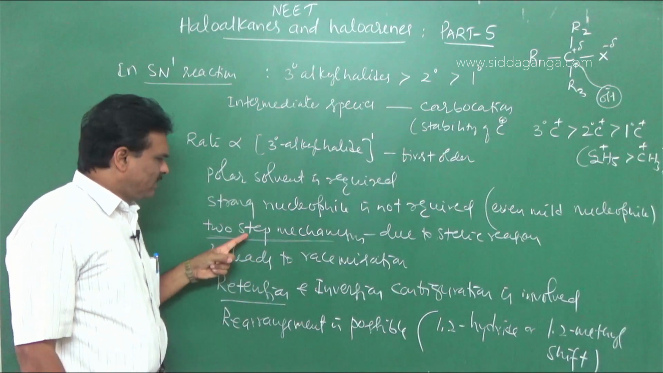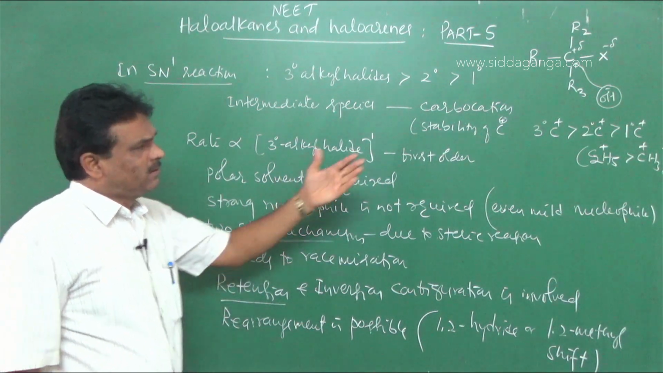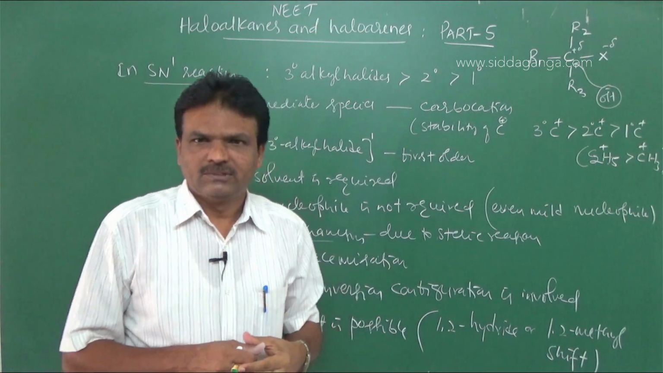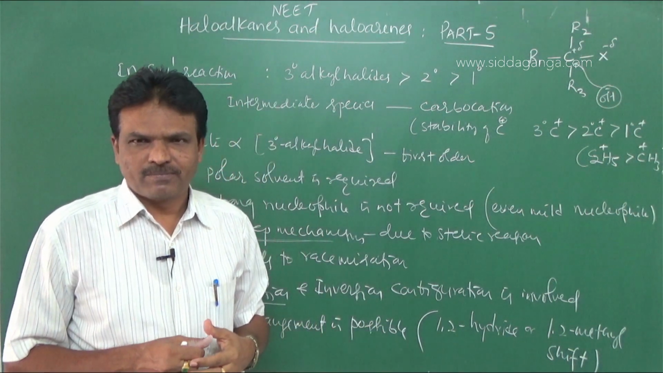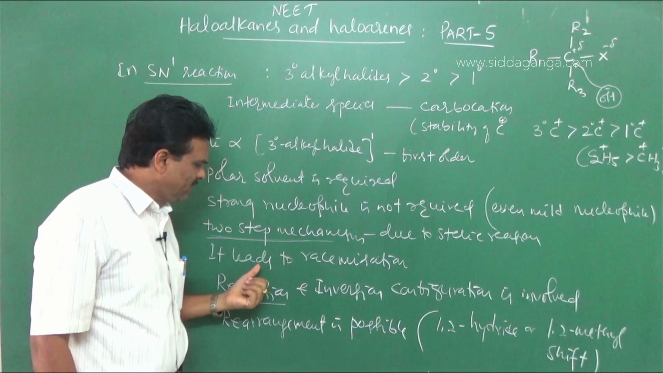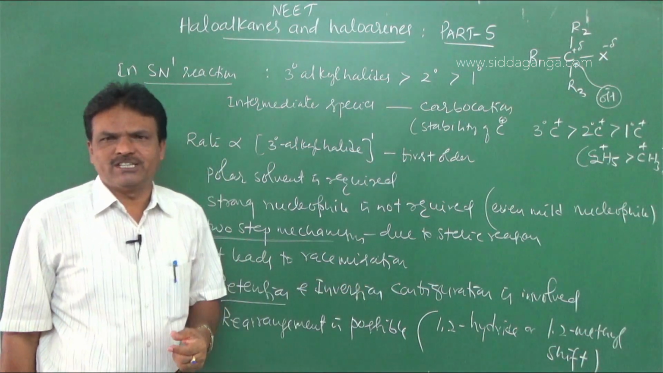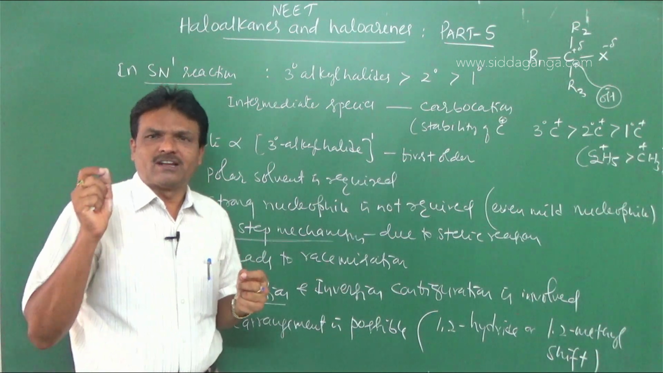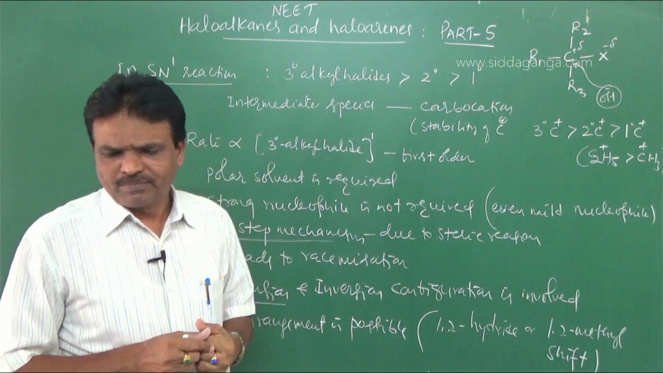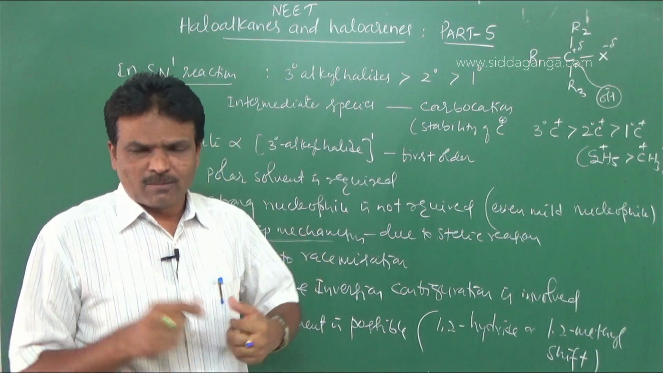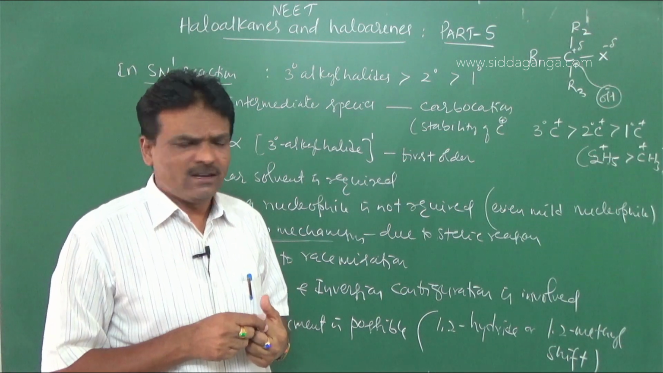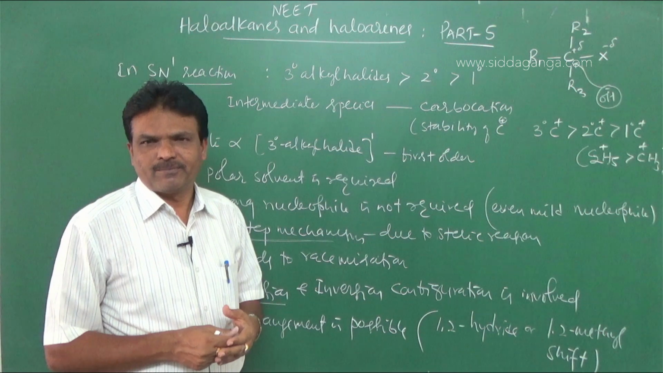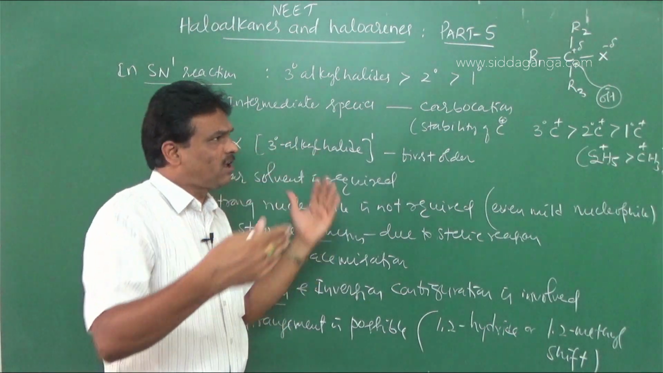Then it is a 2-step mechanism due to steric reason. It does not occur in 1 step. It occurs in 2 steps. Is it clear? Then it leads to the formation of a racemic mixture. Because in the first step a tertiary carbocation is formed, and the nucleophilic attack on that carbocation can take place in any direction, either from the front direction or from the back direction.